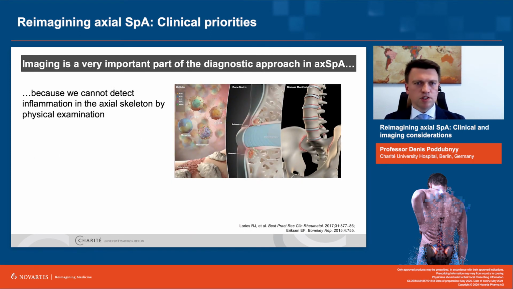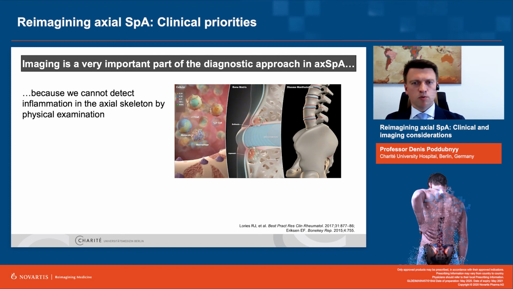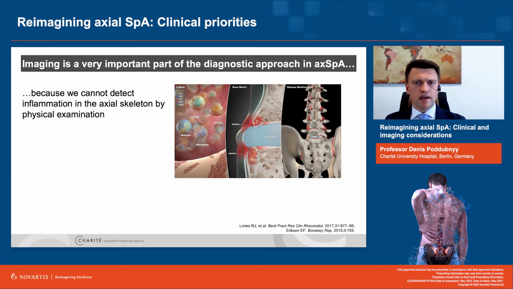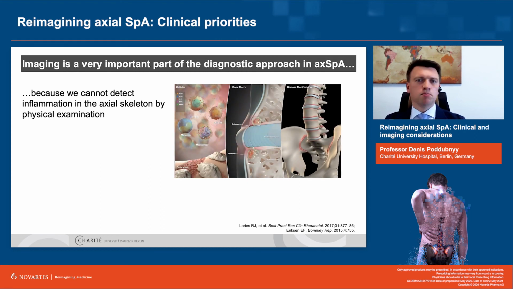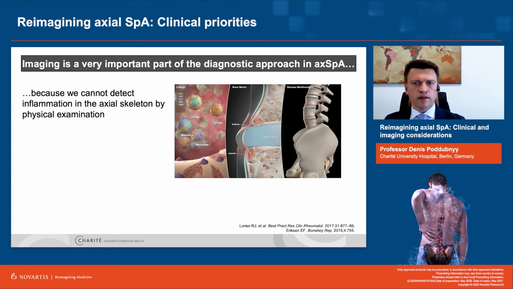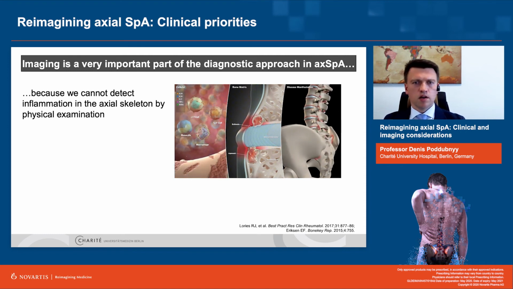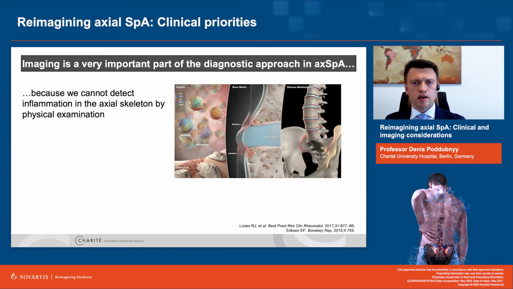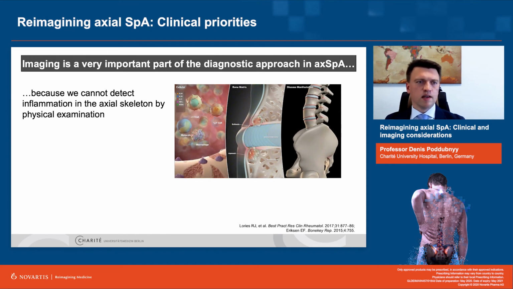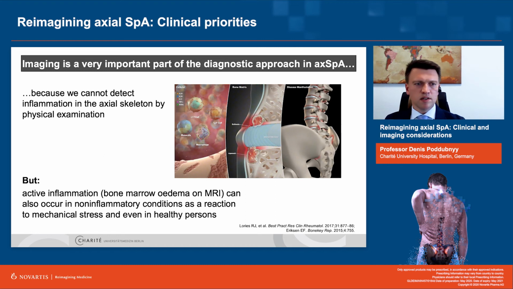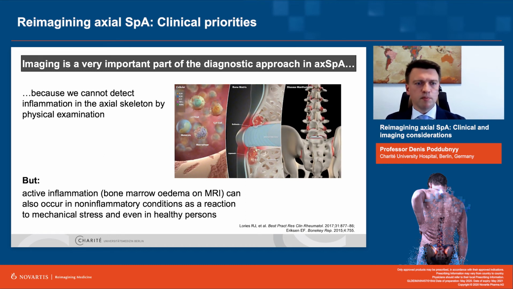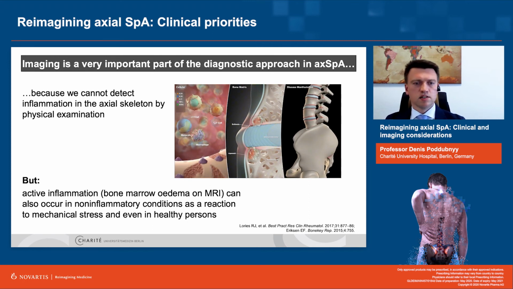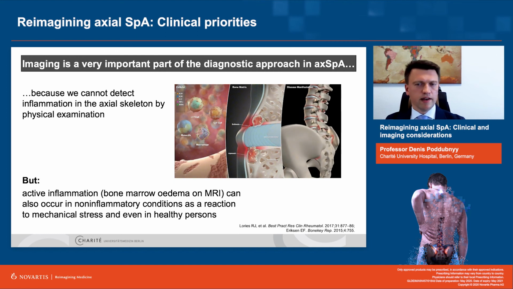Although imaging should not be given an all-decisive role in the context of diagnosis of axial spondyloarthritis, it plays an really important role because, in contrast to all other inflammatory disorders, we cannot visualize inflammation in the sacroiliac joints and the spine by other methods. We cannot detect it by physical examination. The problem is that active inflammation or bone marrow edema can also occur in non-inflammatory conditions as a reaction to mechanical stress, and it's even possible in healthy persons.